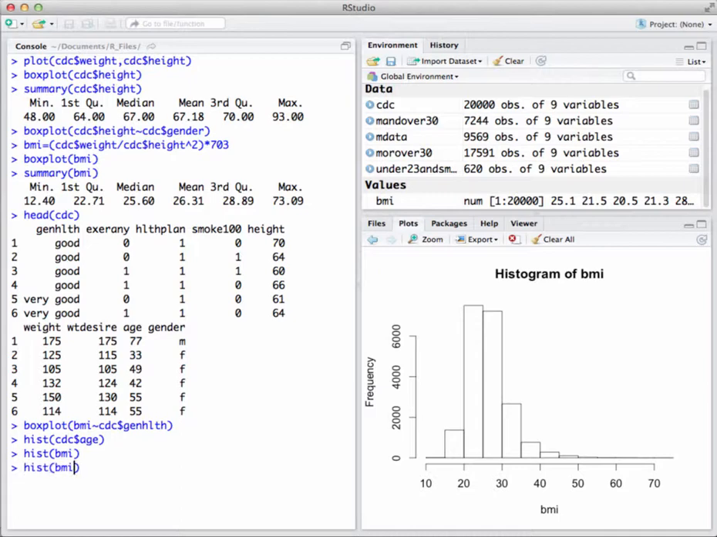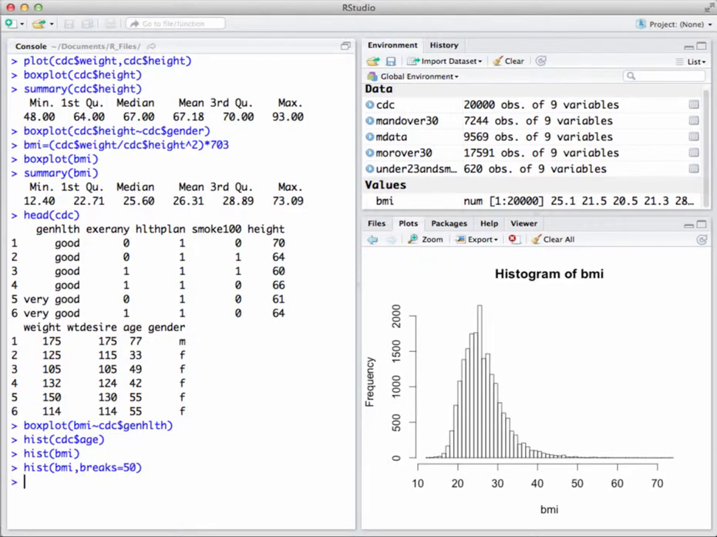So if you come in here, hit the up arrow to replay the history, and then put in breaks equals 50, that's a good way to increase them. What that does is, you can think about it, I increased the number of bars so that I have 50 bars there. That's an easy way of thinking about what breaks did. It says break it up into 50 bars for me.